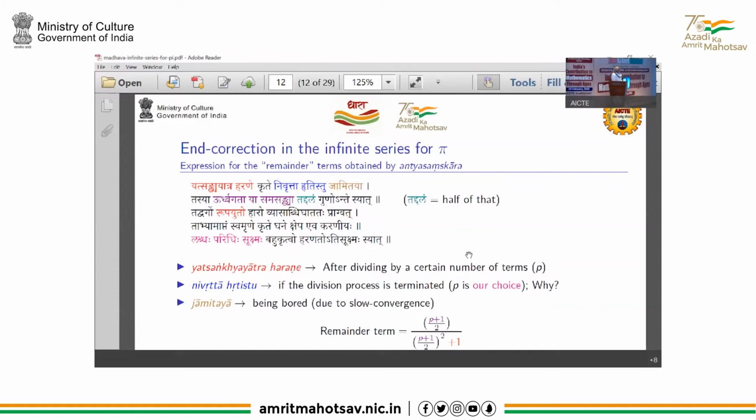Then he finally says, if you do the samskara, what you will get is a far more accurate result. See, labdha paridhihi sukshmaha. Sukshmaha means more accurate. Bahukritvo haranatoti sukshmasyat: even if you were to keep on dividing and finding the sums, this will be far, far, far more accurate. How do you know that it is going to be accurate? This is an interesting discussion which is presented in the text. So we don't have time.